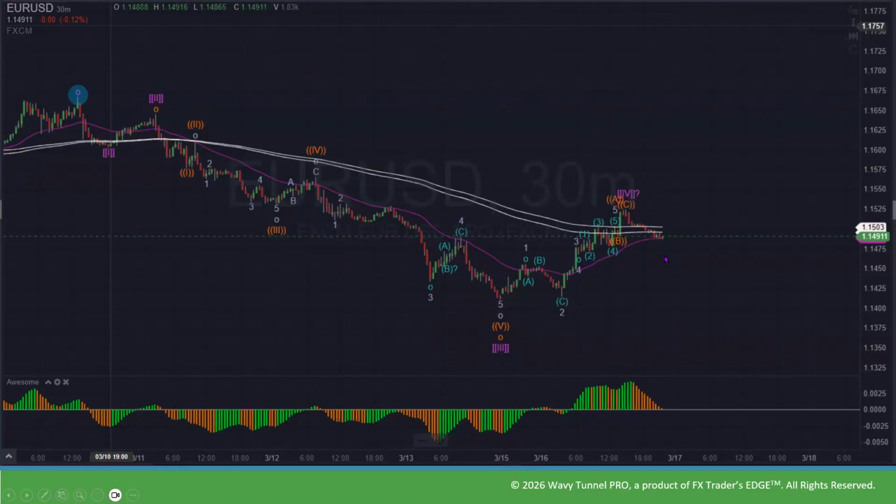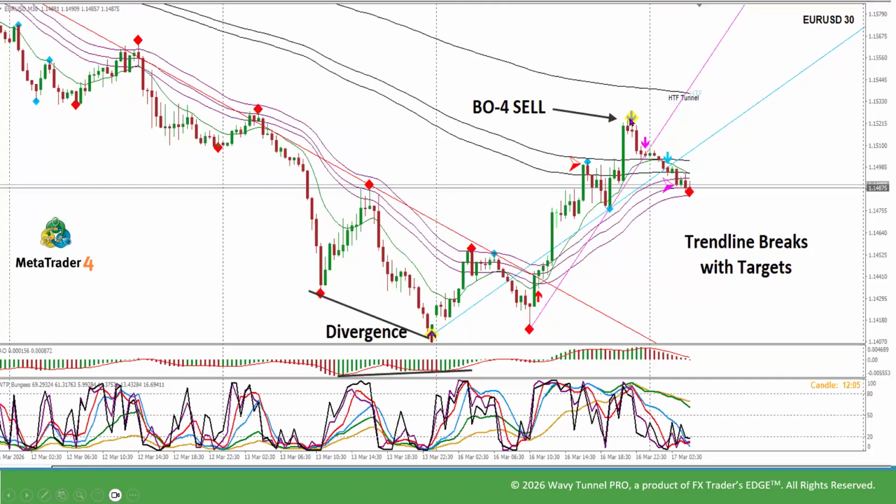Now, I don't know. Really what I would use this for is, great, we're looking for at least a move down, and I would look at my trend line breaks as well and look for some of those targets. Would I stay short the euro all the way down to make new lows? No, probably not. But I know that we're going to have a move down after we see this peak.